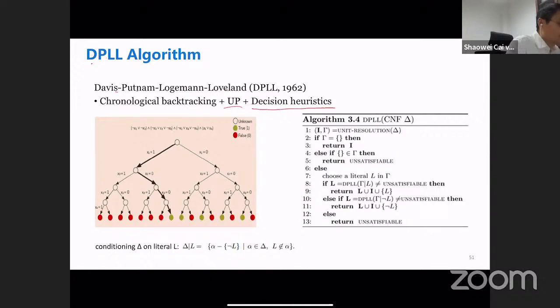So DPLL, different from the DP algorithm, is a search algorithm. We know that the DP algorithm is resolution-based. In each step, it takes a variable and does all the resolutions about that variable, and then removes the variable from the formula. So in each step, it reduces one variable from the formula. But coming to DPLL, it becomes a search algorithm.